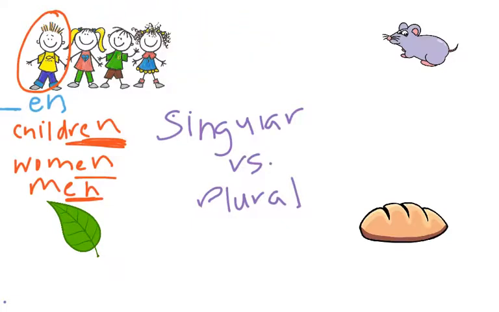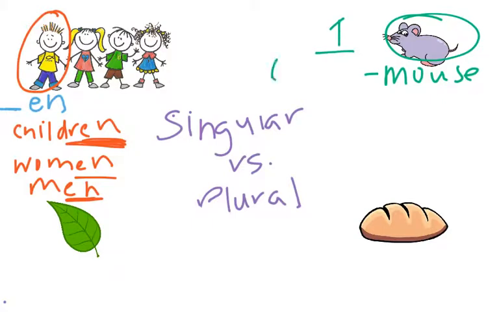Now, let's look at another example. Over here, we see a cute little mouse. So, again, I use the singular form in this, but we're talking about one mouse, right? How many do you see here? One.